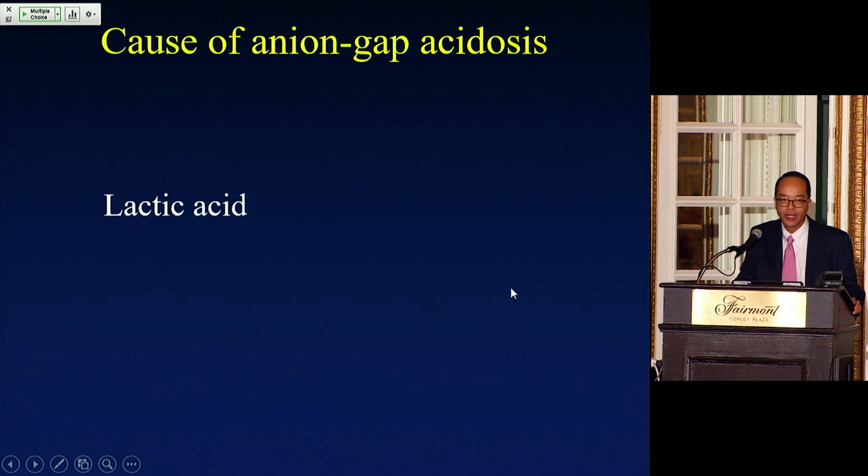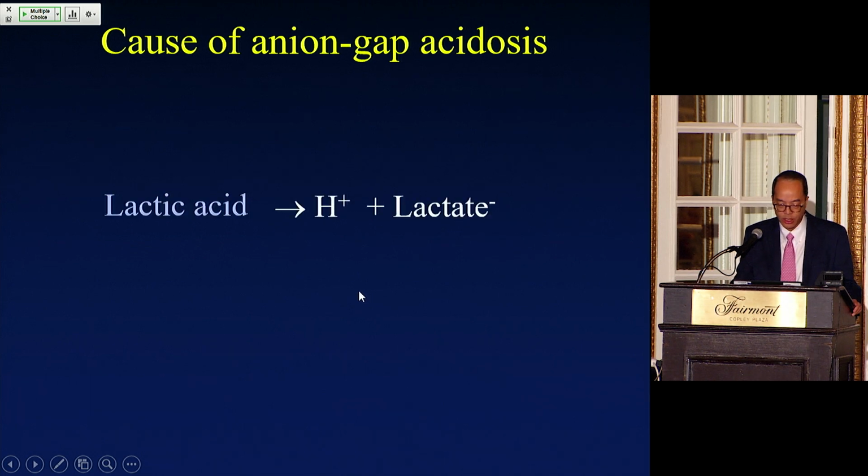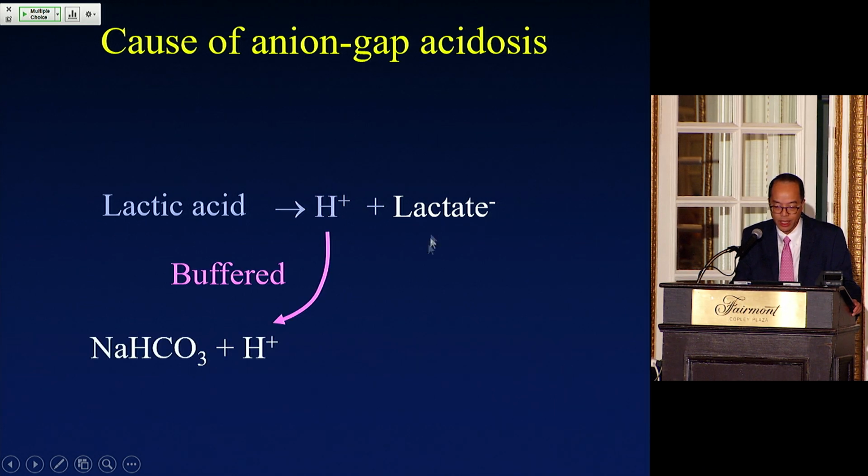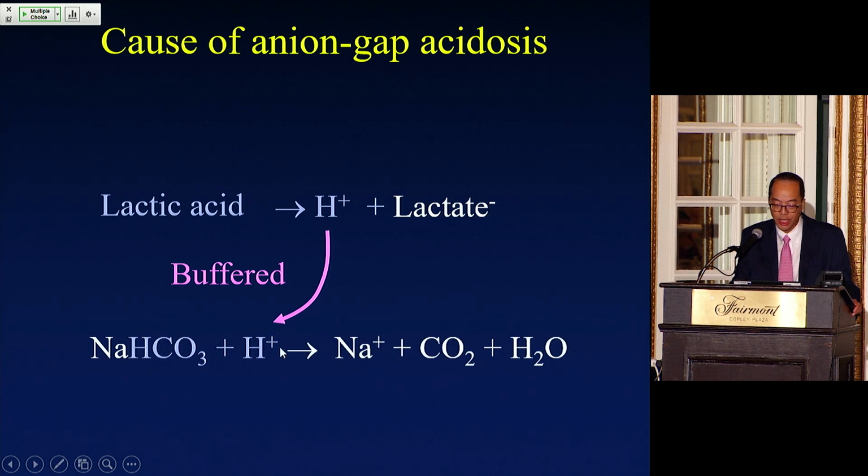So why does anion gap acidosis even occur? I'll give you an example to try and illustrate this. A classic anion gap acidosis would be lactic acidosis. Lactic acid is basically hydrogen ions, protons, and lactate anion. So if you create lactic acid or give someone lactic acid, what happens? Well, the hydrogen ions get buffered, usually in the blood, by our bicarbonate system. So sodium bicarbonate plus hydrogen ions are titrated to make some CO2, okay?